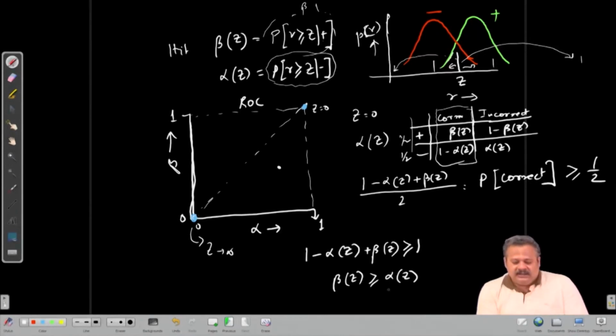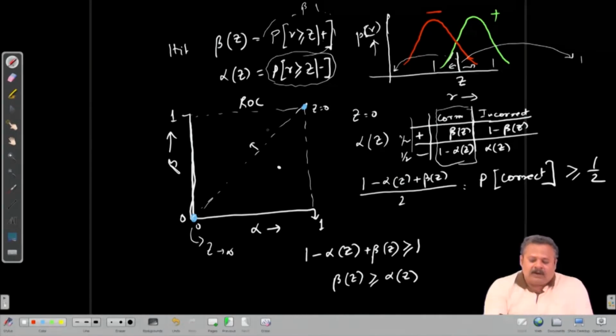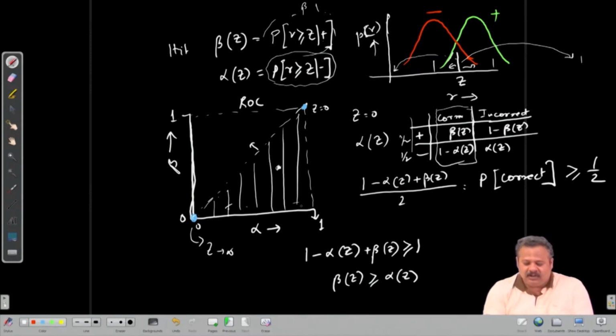So, that means all of the points of the receiver operating characteristics curve, the ROC curve, must be on the upper side of this diagonal, and it cannot come into this lower region. So, this is forbidden territory for the curve.